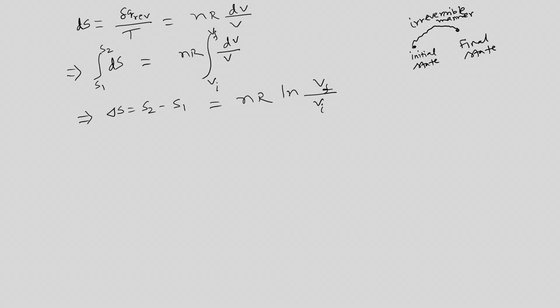But since S is a state function which depends on the state of the system, means it depends on the value at initial state and the final state, basically what we are doing here is devising another path, which is taking place reversibly, and we are calculating entropy change there. Okay. So, this is how we can calculate entropy change.